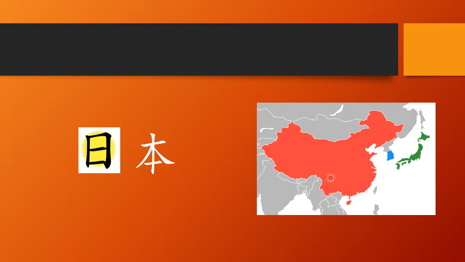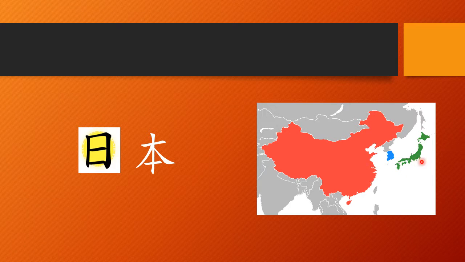日, you recognize 日, the sun. 本, root. Sun root. What does that mean, do you think? The origin of the sun. Where does the sun originate from? Now, if you lived in China and you looked for the sun, it came from the east. What country do you think lives on the east side?